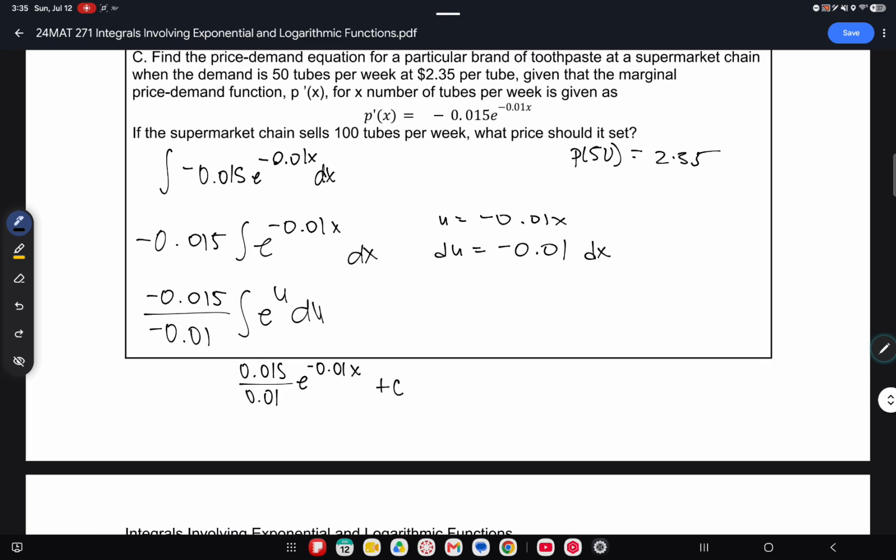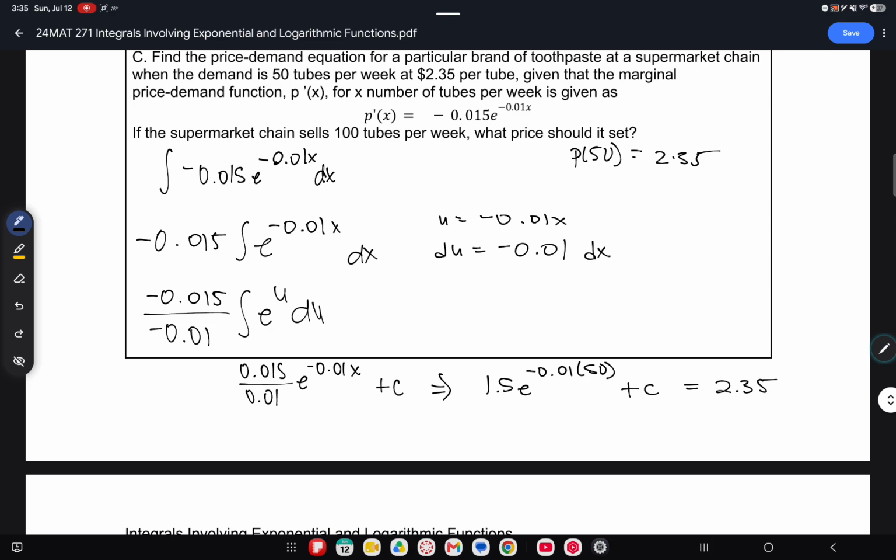Then I have that initial condition, so I want to find what c is going to be, right? Is that a nice number? 0.015 divided by 0.01. Ooh, it's 1.5. So 1.5 e to the negative 0.01 times 50 plus c equals 2.35. So let's see what c is going to be. Negative 0.01 times 50 is negative 0.5. So e to the negative 0.5 is a number times 1.5 is another number.